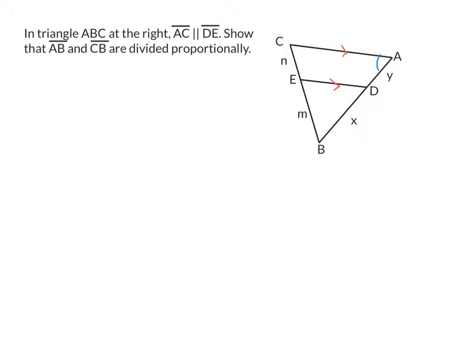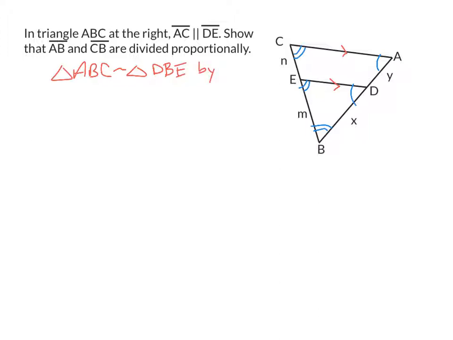We know that angle A and angle D are going to be congruent because they are corresponding angles made by parallel lines. So that means we have congruent angles. The same thing is true of angle C and angle E; they must be congruent for the same reason. Meanwhile, angle B is congruent because angle B is congruent to itself. It's the same angle in both of our two triangles. So we know that triangle ABC is similar to triangle DBE.